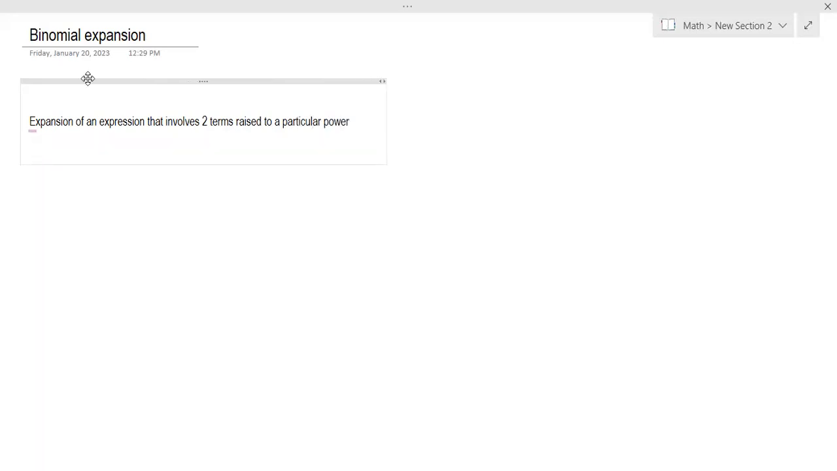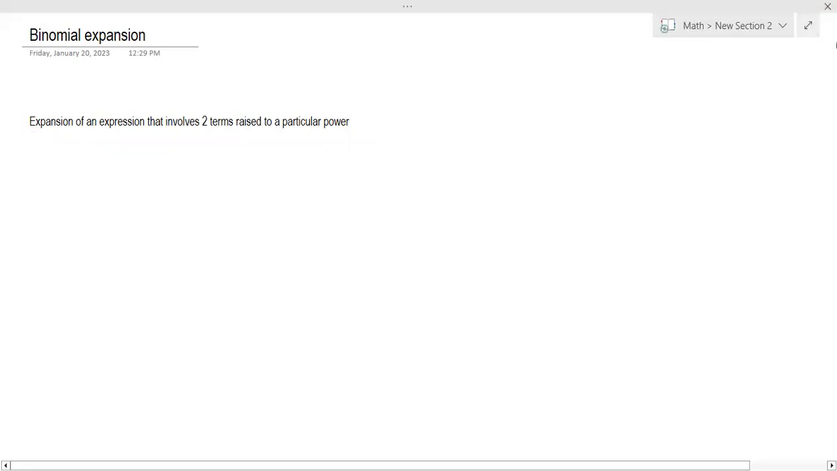Hey everyone, so I recently got some questions regarding binomial expansion, so I just decided let me solve them and kind of explain binomial expansion as we go. So what is binomial expansion? It's an expansion of an expression that involves two terms raised to a particular power. This is just my way of defining it.